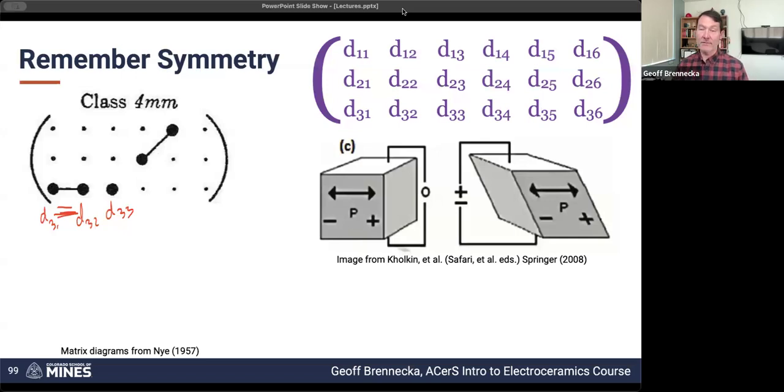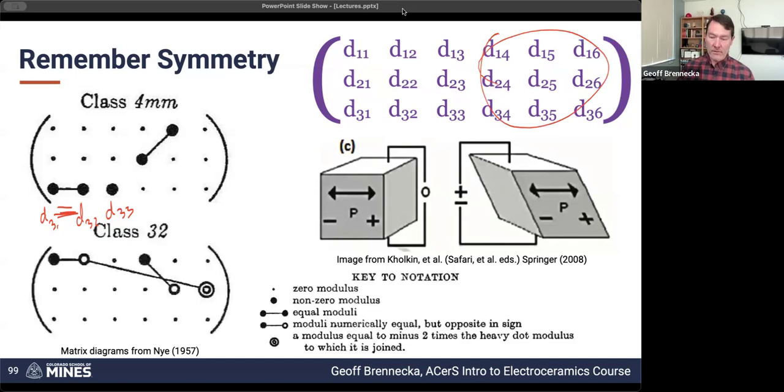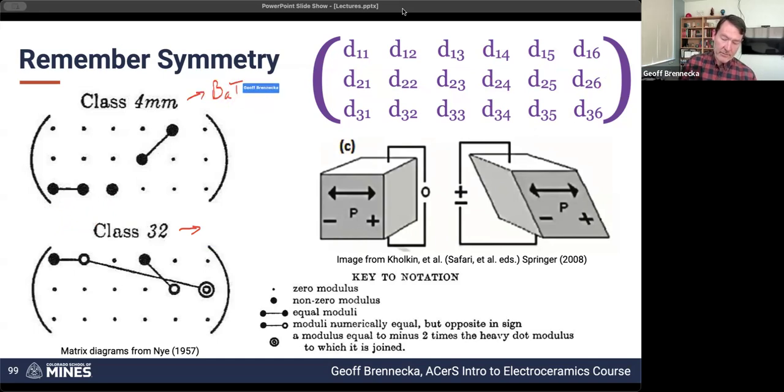Just trying to show, because this is much better than my poor artistry, that when you apply a field, then the strain that develops is what's represented by these coefficients. And so from that, it's just another example. Class 3-2, one example of this would be tetragonal barium titanate. Sorry, tetragonal. This would be SiO2 quartz, is class 3-2.